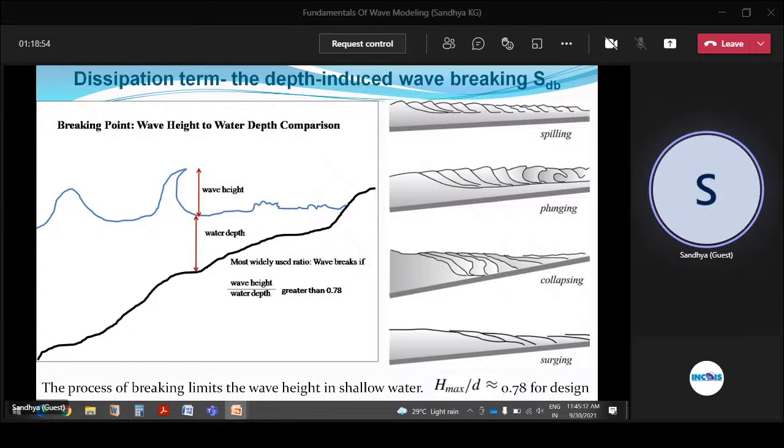Now another term which is very important for the shallow water is the depth induced wave breaking term. Here you can see there are four types of breakers, mainly spilling breaker, plunging breaker, collapsing breaker, and surging breaker. We will not go into the details of these types of breakers, but this also happens only near the surf zone. The mechanism is that when the wave height by water depth attains a particular ratio, greater than 0.78, which is a threshold, then this depth induced wave breaking becomes very important.